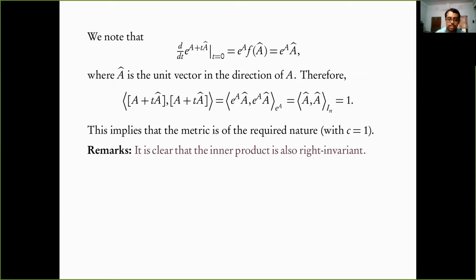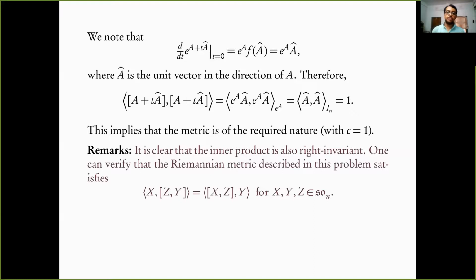Okay, so there's a remark that I want to make. The remark is that it's clear, and if it's not, then just think about it for a moment or two, that the inner product that we have here, minus trace A transpose B, is also right invariant. So in this particular instance, the inner product that we have at our disposal is left invariant as well as right invariant, because you'll be taking minus trace of A P transpose P B, but then P transpose is P inverse and trace is conjugation invariant, so this is going to be right invariant. So what we have at our disposal is a bi-invariant inner product, and it turns out that a bi-invariant inner product also satisfies an identity of this form.